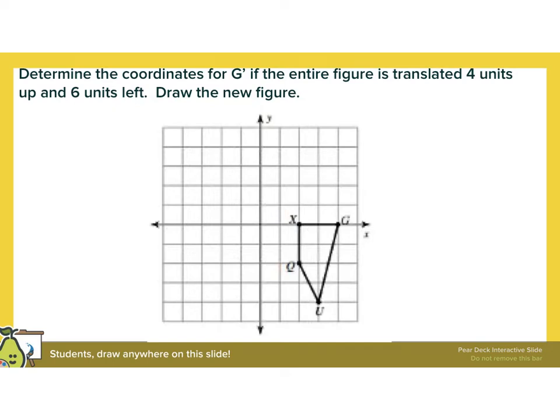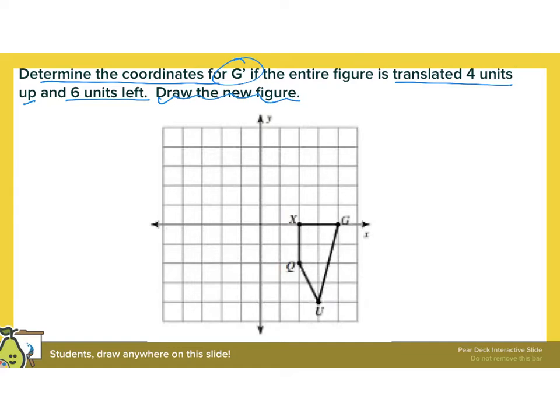Okay, so this is a different type of question that is making sure you understand how to use coordinate points. So let's see how you did. Determine the coordinates for G prime if everything was translated 4 units up and 6 units left. And then they want you to go ahead and draw the new figure. So let's just go ahead and translate everything.